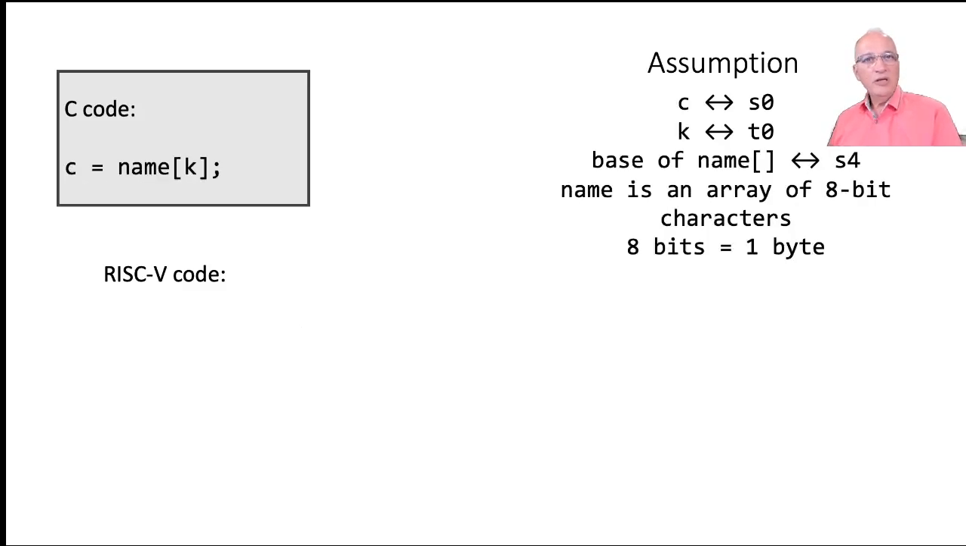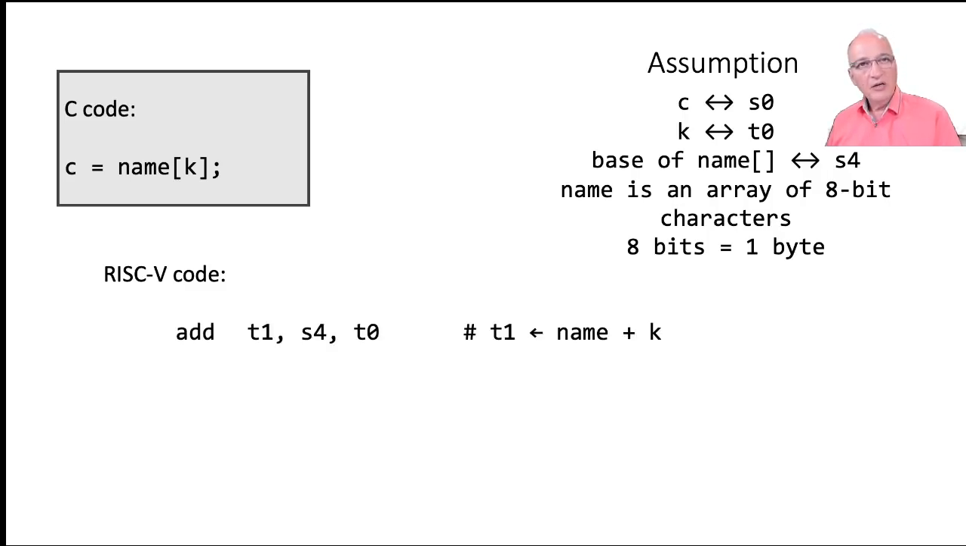Here is a new example where I am now taking the position K of an array called name and putting it into a variable C. The difference now is that this array is an array of 8-bit characters, where 8 bits is equal to 1 byte. Everything else is similar. I have the registers where I have the variable C, the index K is in T0, and the base of the array name is in S4.